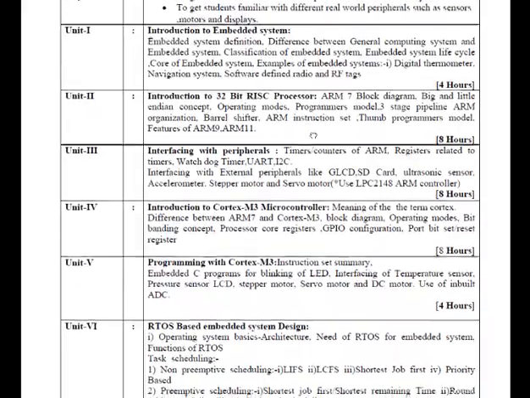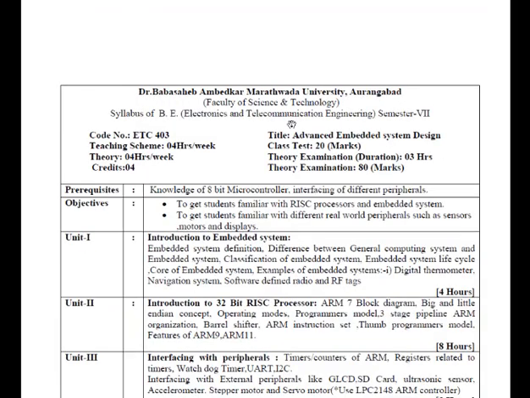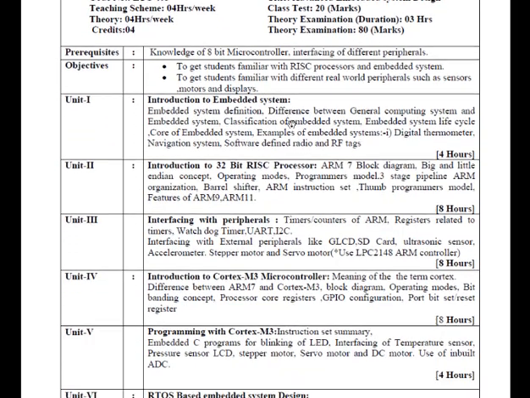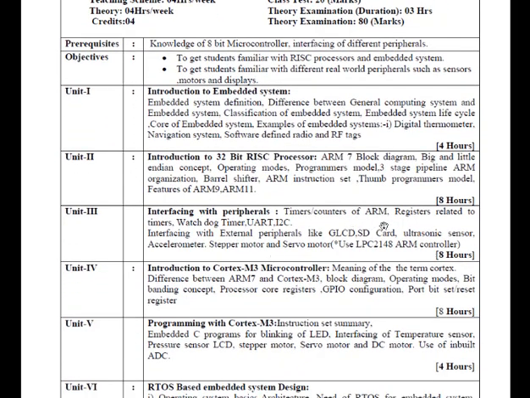Now let's see unit 3, interfacing with different peripherals. An embedded system can be combined with external peripherals like stepper motor, servo motor, and ultrasonic sensor for doing other activities. Then also timers and counters like the watchdog timer, then UART, I2C. Such things we can interface with it.